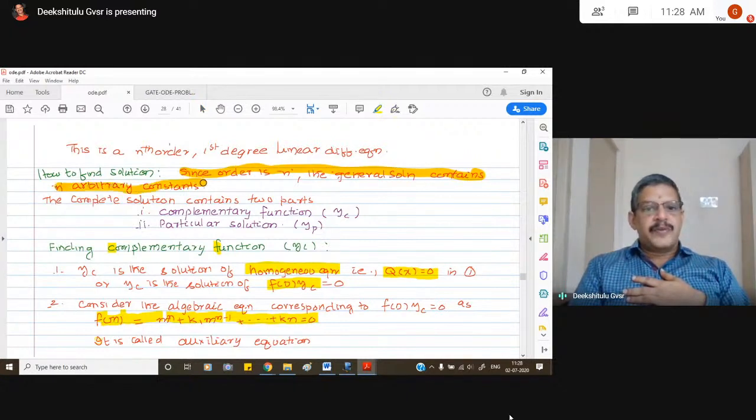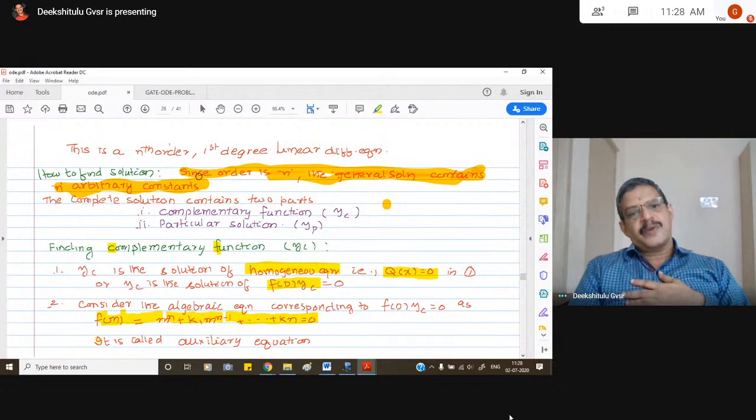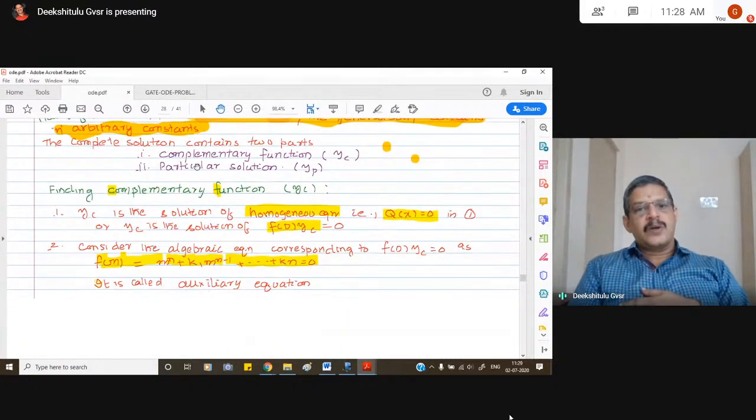So for an nth order differential equation, the general solution contains n arbitrary constants. It's a very, very important point you have to understand. The complete solution contains two parts. Whenever you deal with higher order differential equations, the solution contains two parts. One is called the complementary function, generally represented by y sub c, where c stands for complementary function. And the second one is the particular solution, y sub p, where p stands for particular solution.